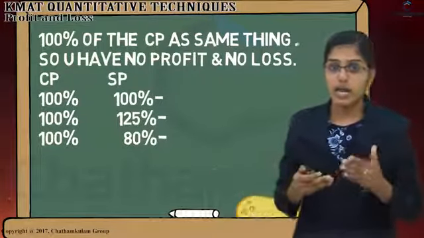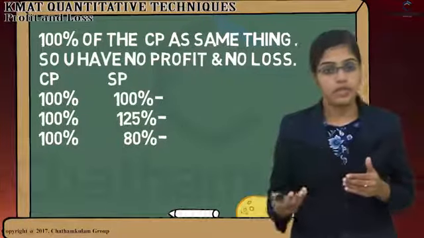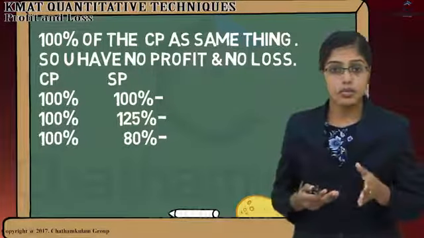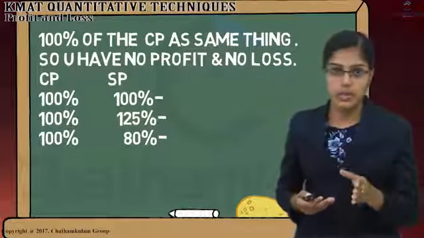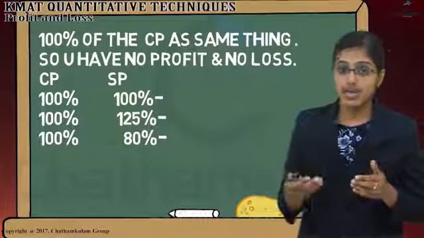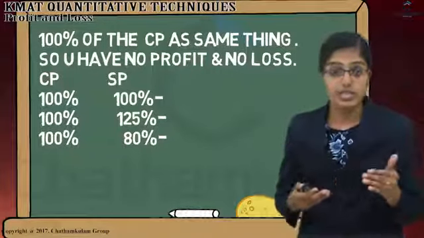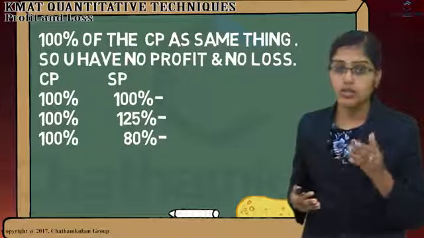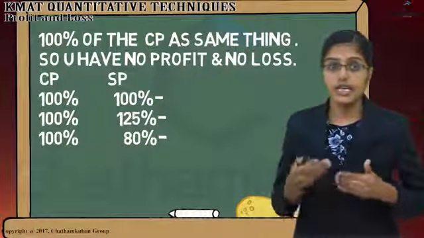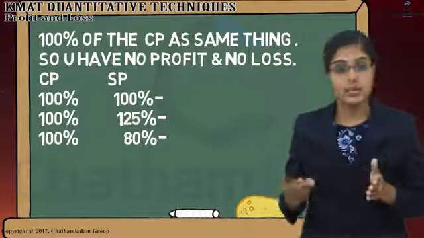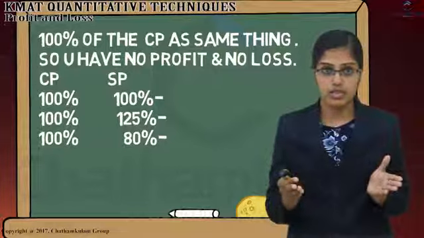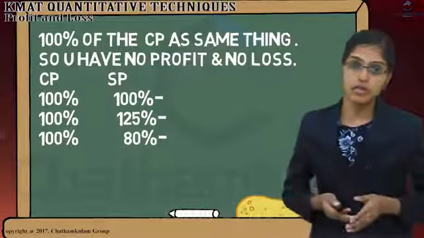If CP is 100% and SP is 125%, this implies that the SP was 125% of your CP. That is, SP is the higher price. So here the difference is 125 minus 100, that implies 25% profit. In case CP is 100% and SP is 80%, here there is a decrease of 20%. So here there is a 20% loss.